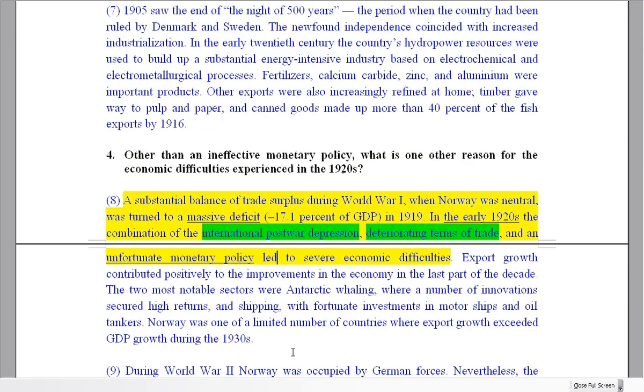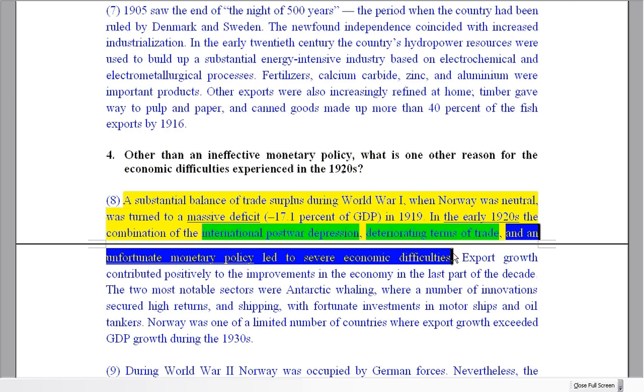That's number four. All right. Now here's one I want you to take notice of, because you're going to see these words in the text, an ineffective monetary policy. And we've got an unfortunate monetary policy here. You might want to write that as your answer.